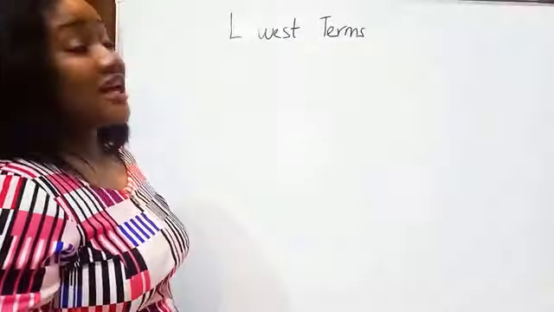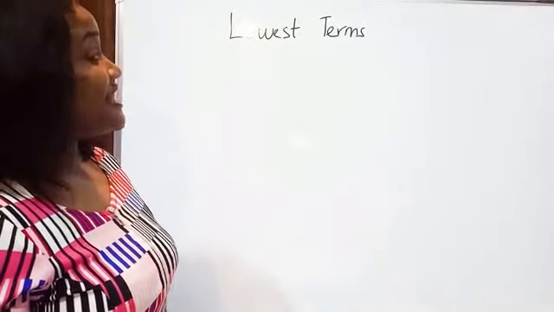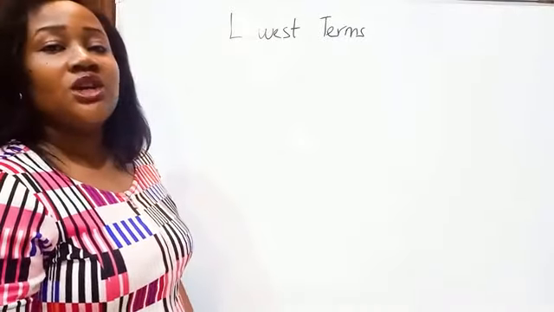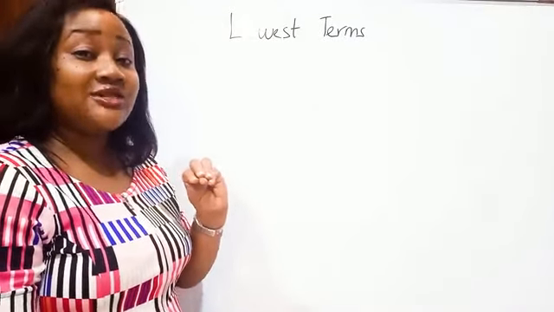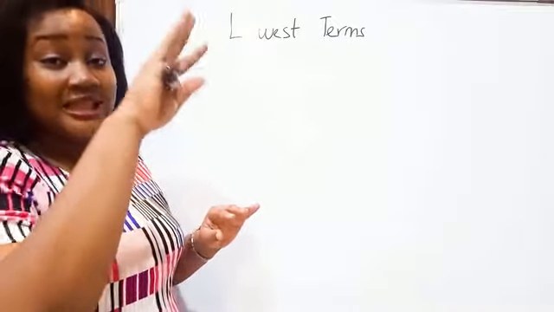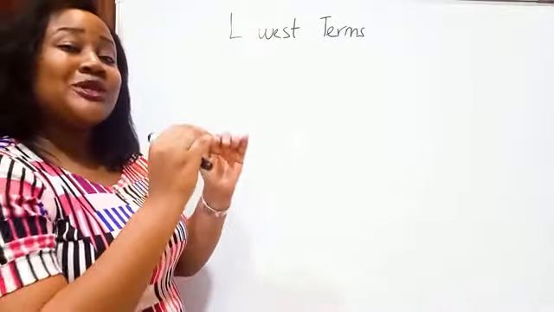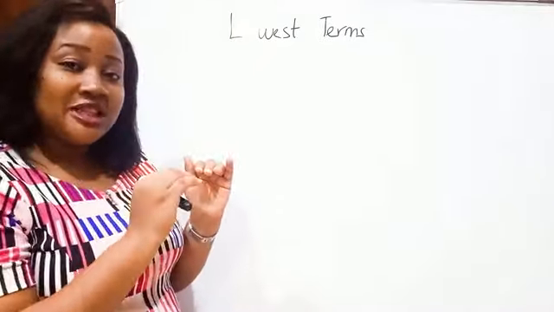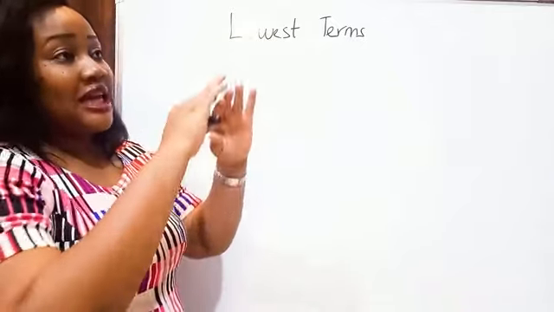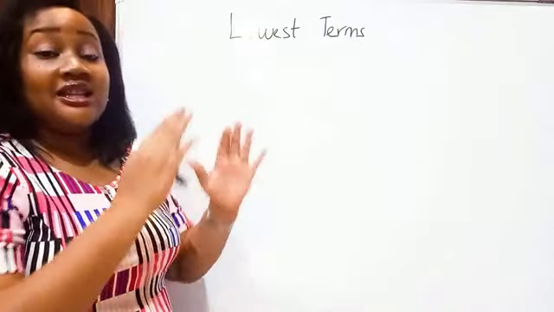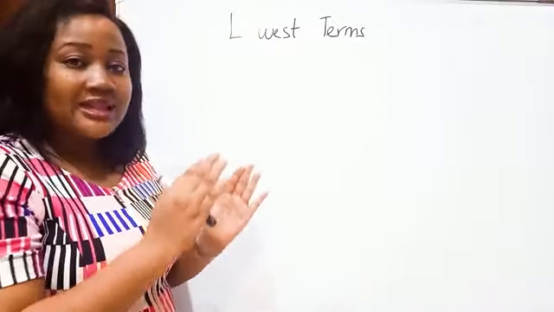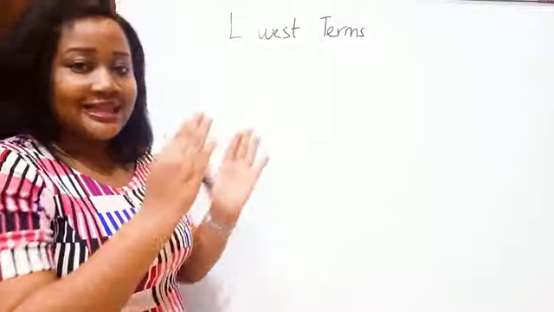So now let's look at the lowest terms. Finding the lowest terms of a fraction. Just the same way we did for equivalent fractions, where we had to multiply the numerator and denominator by the same number, this time you get to divide the numerator and the denominator by the same factors they have in common. So this time they have bigger numbers which you need to reduce to the lowest term or simplest term.